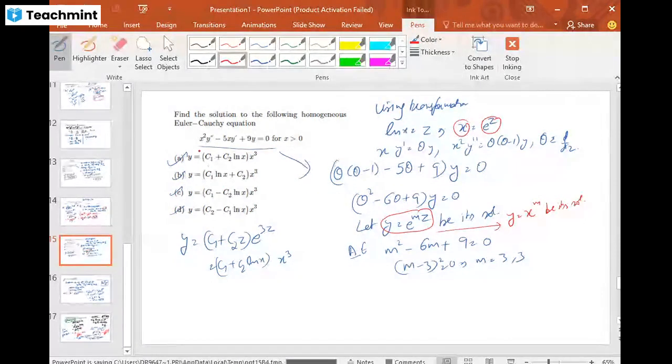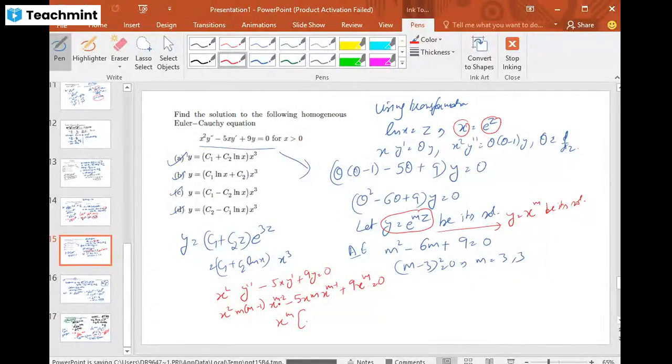For example, if we substitute here x square y double dash minus 5x y dash plus 9y. What is the second order derivative of x power m? It is m into m minus 1 times x power m minus 2. This is m into x power m minus 1, plus 9 times x power m equal to 0. If we take x power m common, what do we have here? m into m minus 1 minus 5 times m plus 9 equal to 0.